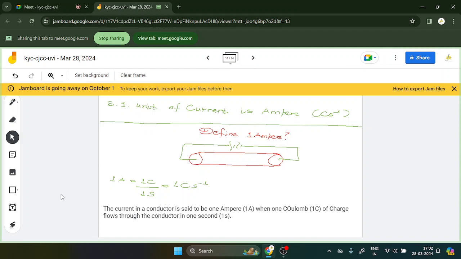I hope everything is clear to you, and this is it for today. In the next class we will be discussing more about electric current. We will be discussing the concept of potential difference, resistance, resistivity and all of that.